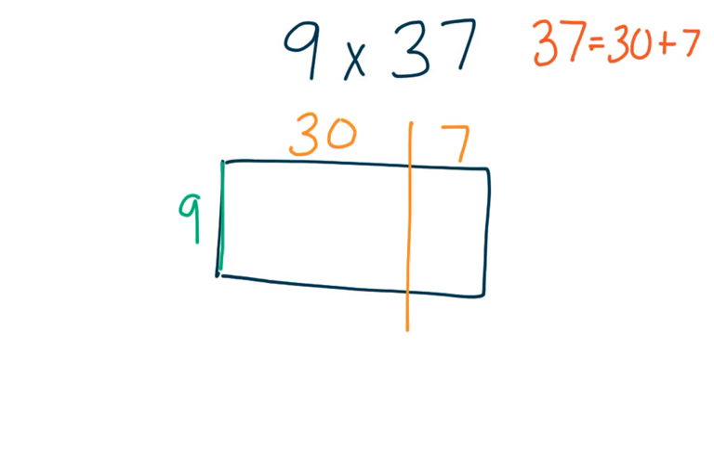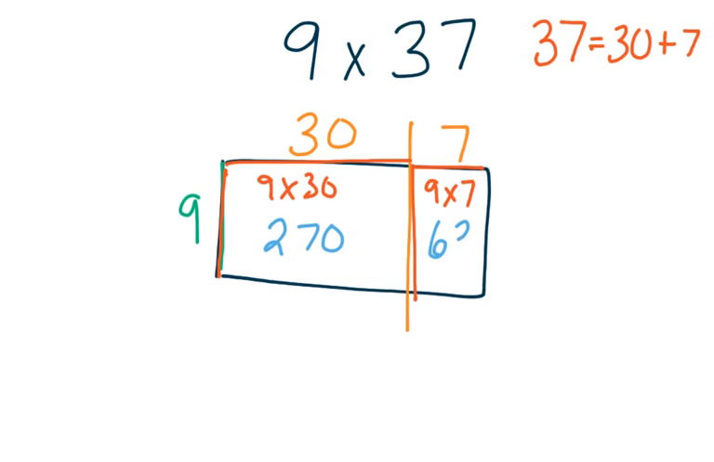Now I'm going to label the inside of my rectangles. 9 times 30. And 9 times 7. And I'm going to find my partial products, my smaller pieces to this multiplication problem. 9 times 30 is 270. 9 times 7 is 63.